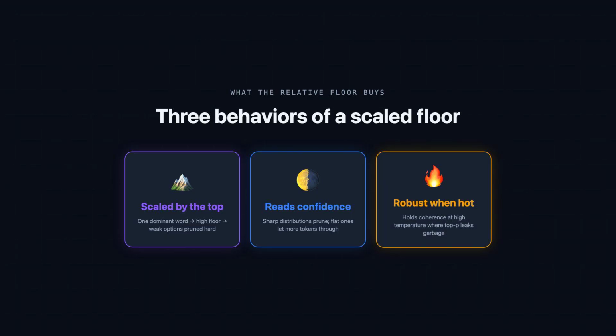And that's why it shines at high temperature. Where top P can wave through garbage once the curve flattens, this floor still filters relative to the leader, so the bar never collapses. You get to keep coherence while still allowing genuine creativity, which is exactly the combination people crank the temperature up hoping to find.